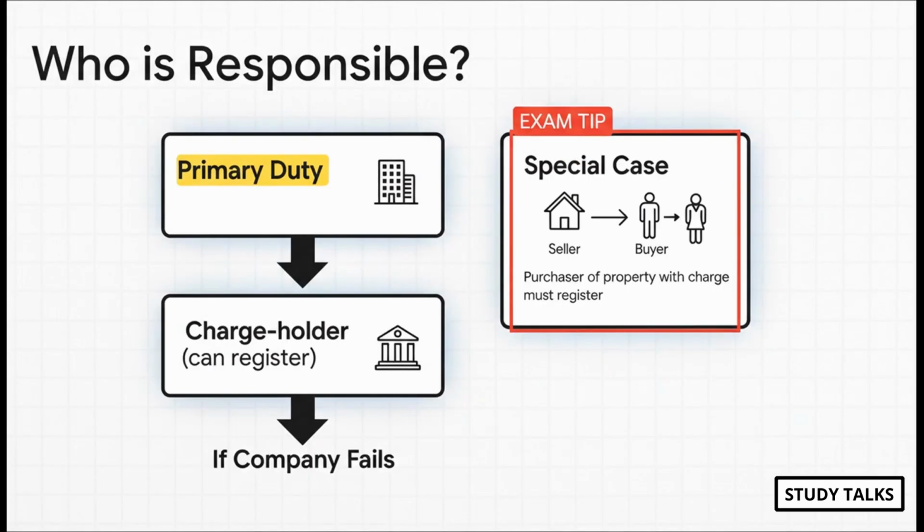So who's on the hook for this? Well, the primary responsibility lies with the company that's taking the loan. But the law is smart. What if the company just doesn't do it? Section 78 gives the lender, the charge holder, the right to go and register it themselves to protect their own investment. And there's one more special case in Section 79. If you buy a property that already has a charge on it, it becomes your duty to get that charge registered under your company's name.